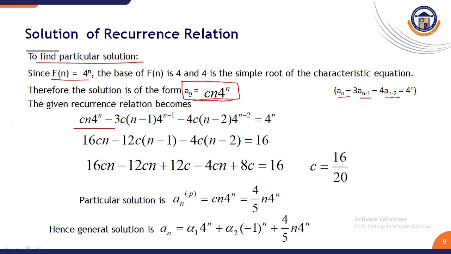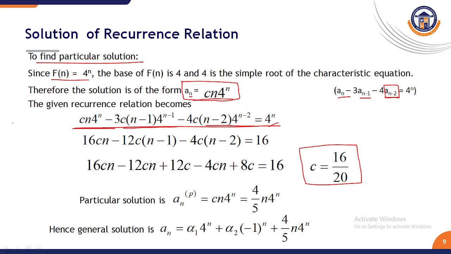Here replace n by n minus 1. So C into n minus 1 into 4 power n minus 1 minus 4 into a n minus 2. So replace a n minus 2 by C into n minus 2 into 4 power n minus 2, equivalent to 4 power n. Now simplify these equations. From that we can get the value of C. Here C equal to 16 divided by 20. That means 4 by 5.